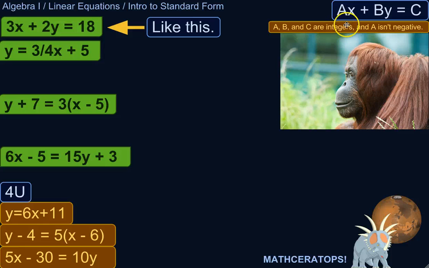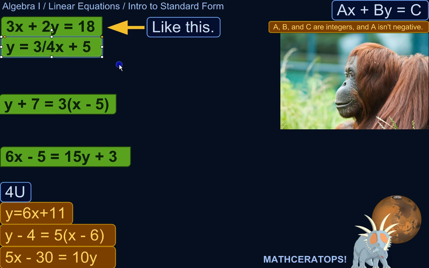But really, what you want for it to be in truly standard form is that a, b, and c are integers, and a is not a negative integer. So here's an example: 3x plus 2y equals 18. 3, 2, and 18 are integers. The coefficient of x is not a negative integer. So, nice little standard form. So let's practice converting various equations into that form.